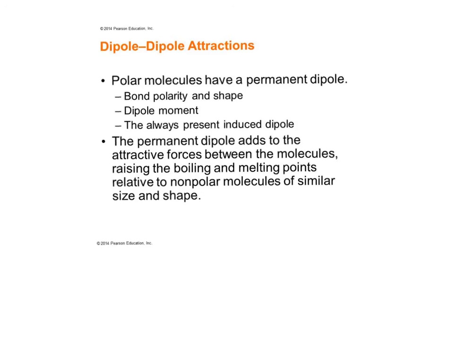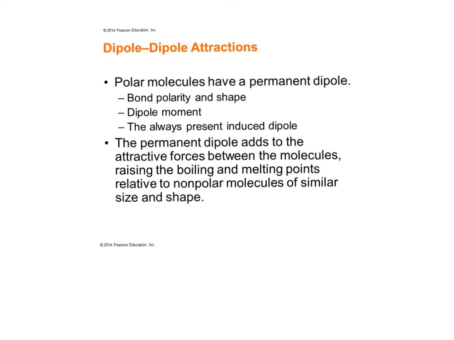Okay, so I kind of went over dispersion forces and the idea of induced dipole interactions. And those dispersion forces are the weakest kind of intermolecular forces. But now let's go to the next level. The next strongest type of attraction is when you have two polar molecules, each having a dipole. We can have a dipole-dipole attraction.